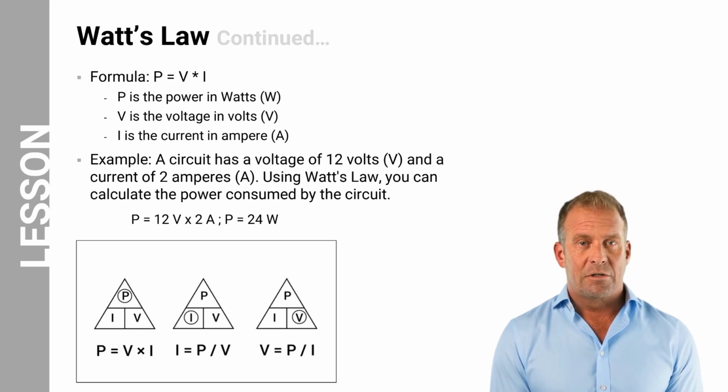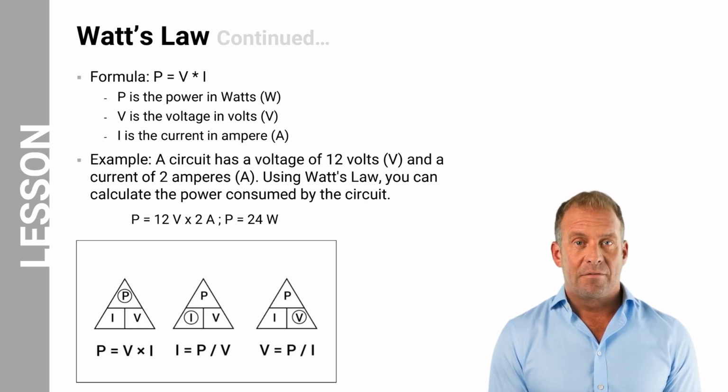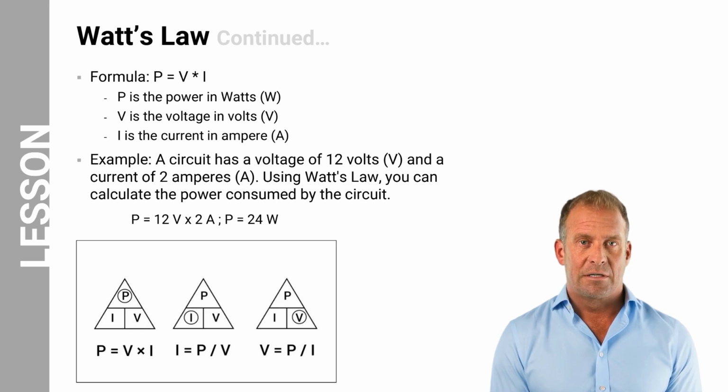Similarly, to find voltage, you divide power by current, so V equals P divided by I. And to find current, you divide power by voltage, so I equals P divided by V. The Watt's law triangle simplifies calculations and helps solve for unknown quantities in electrical circuits.